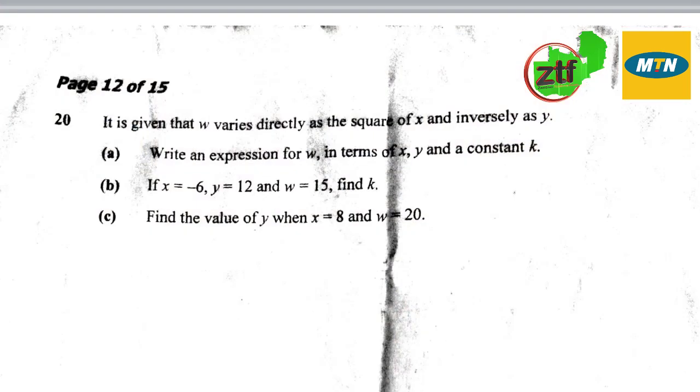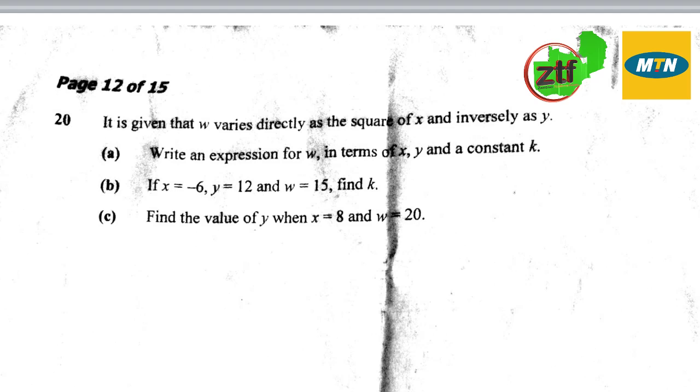Question number 20. This question is on variation. We are given that W varies directly as the square of X and inversely as Y.